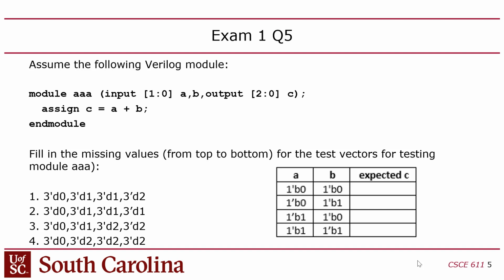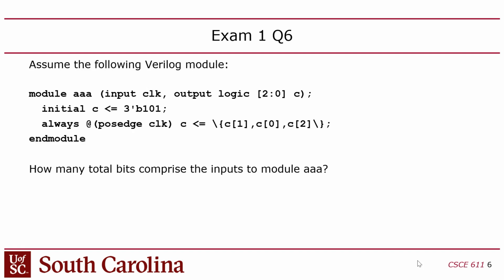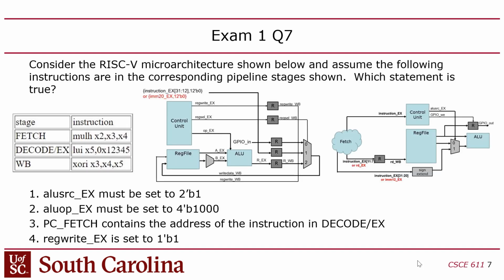All right. Assume the following Verilog module. How many total bits comprise the inputs to module AAA? It looks like just 1, right? Yeah, clock.